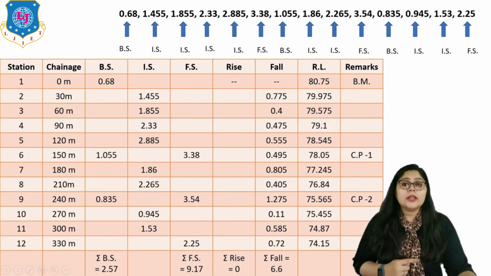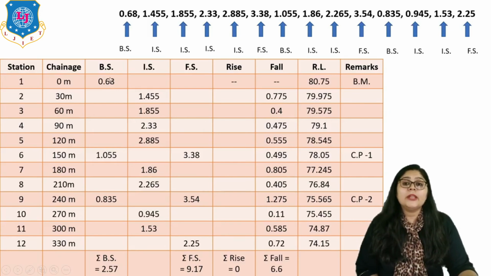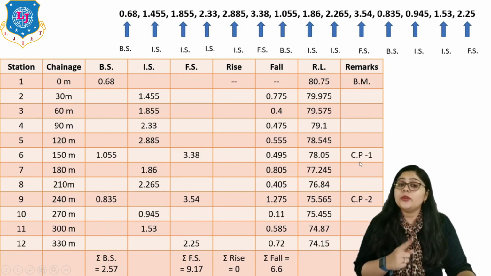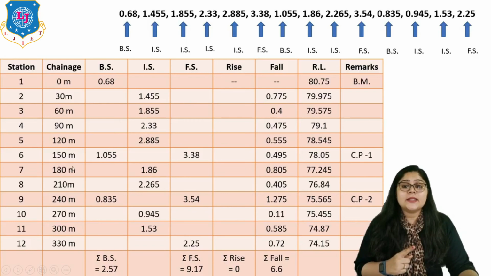Now here on screen you can see this is the first BS. That is why I have written over here in BS 0.68. Then there are 4 IS, so I have written 4 IS. Then after that I have written the FS. It means this is my FS. Whenever the FS comes, I have to write in remark change point 1. Whenever the change point comes, I have to write the next reading as a BS in the same station, right?